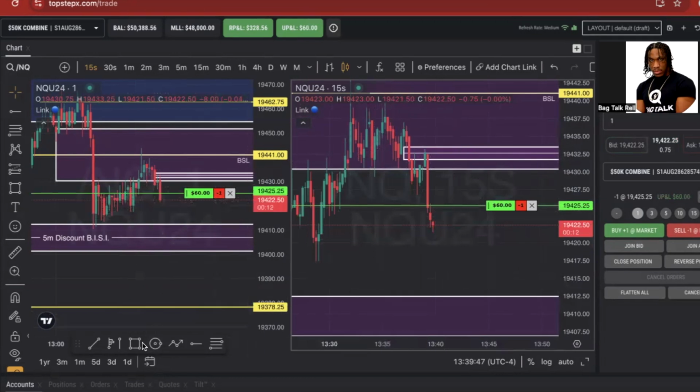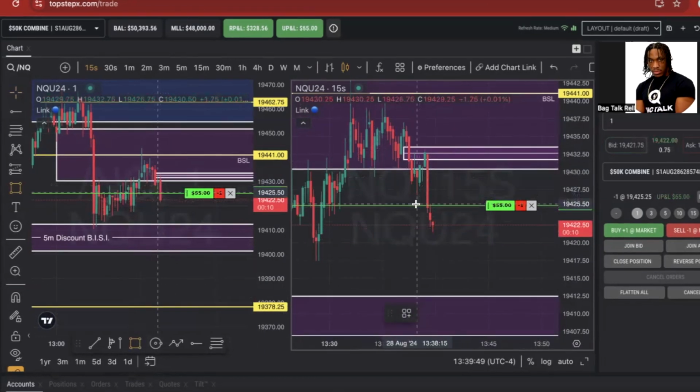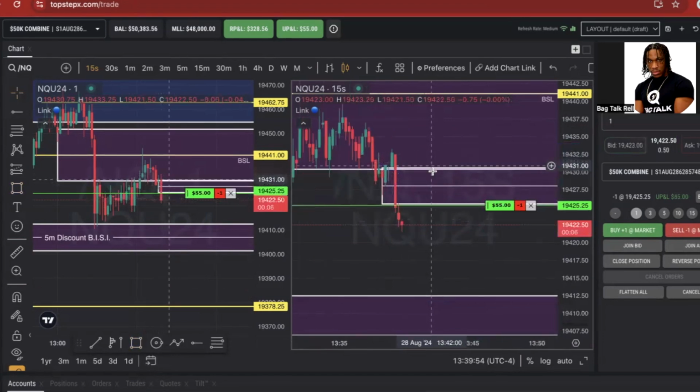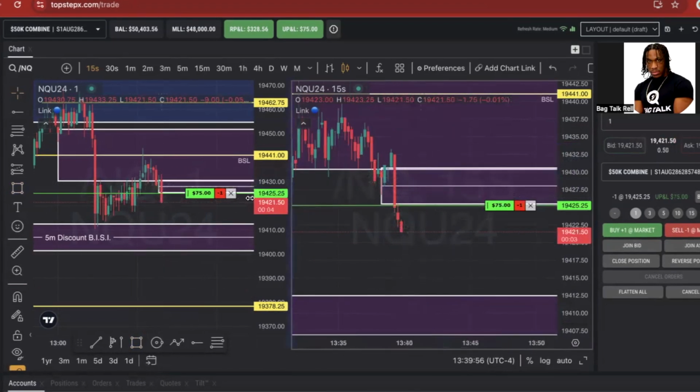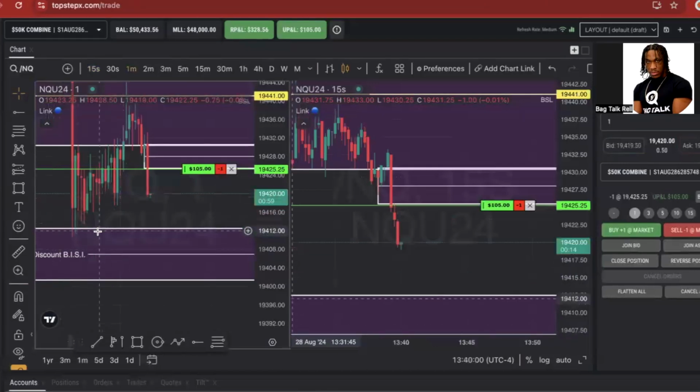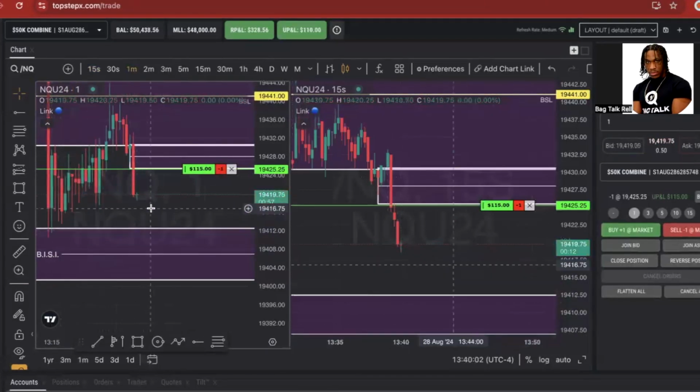And now my play is based on price holding this, this 15-second SIBI. But ideally, I don't even want price coming back to it. I want price to make a hard and quick move under this consolidation. It should be very fast and simultaneous.